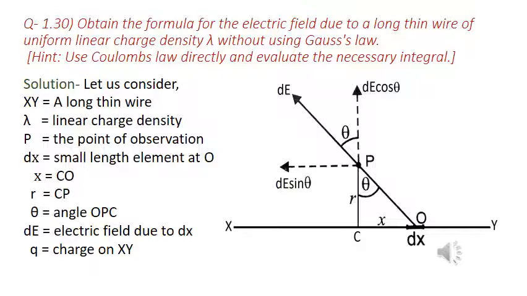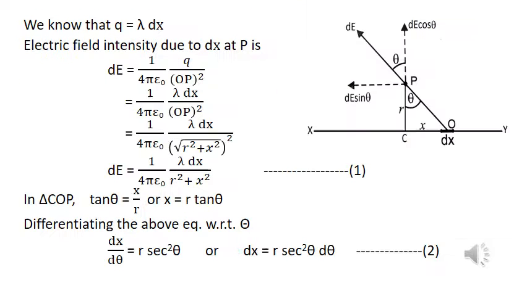R is the distance between CP. Theta is the angle OPC. dE is the electric field due to the small element dx on the wire, and Q is the charge on it. We know that Q is equal to lambda into dx, which is the charge on the small linear element dx.